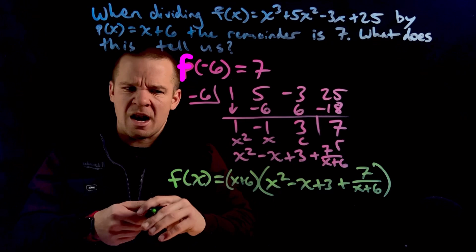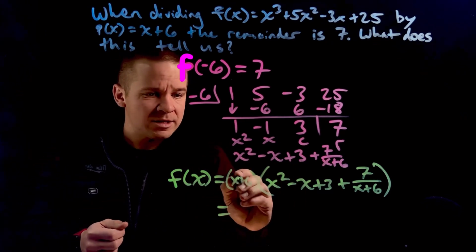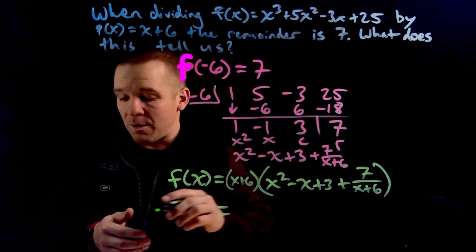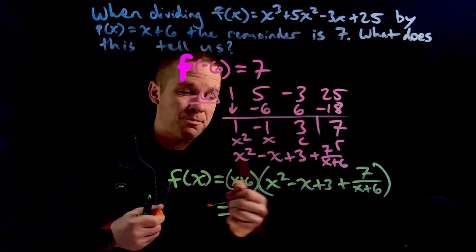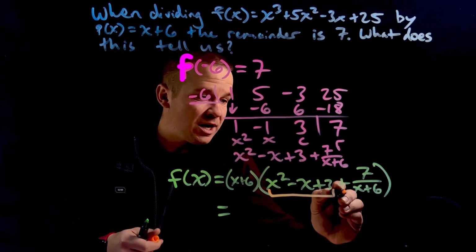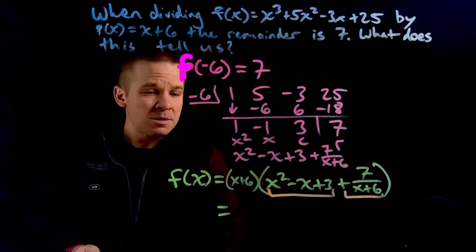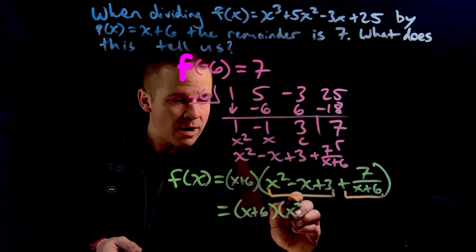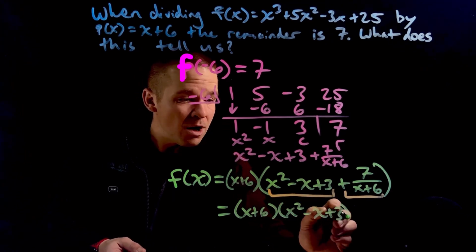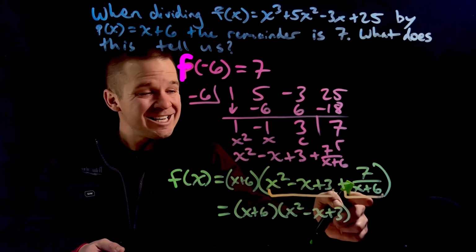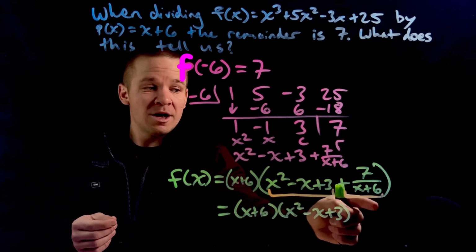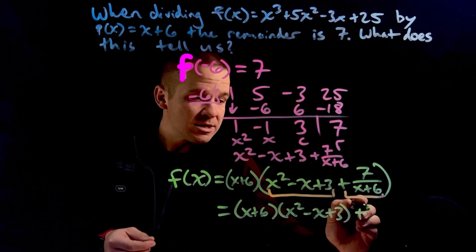Could I see that in any other way? Well, perhaps as well. If I were to multiply this x plus 6 to this whole thing, I want to treat these two as separate pieces. So that's one thing, that is another. If I multiply it out, I'm going to leave it as x plus 6 times x squared minus x plus 3. But what happens when I multiply x plus 6 to this one right here? The x plus 6's will cancel, because that's in my numerator and that's in my denominator, leaving me with just 7.